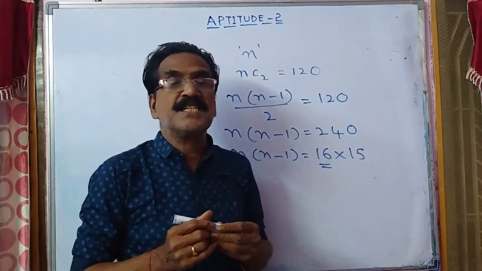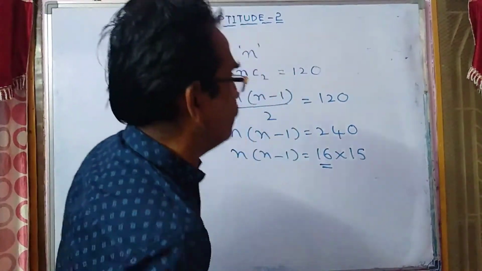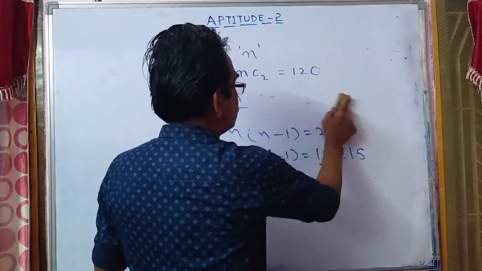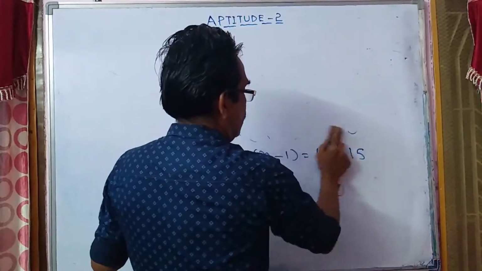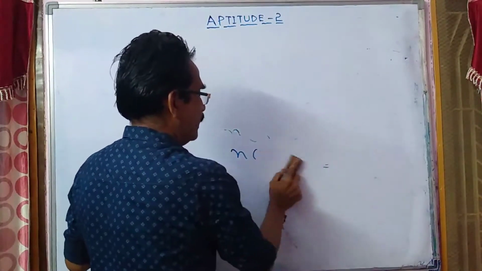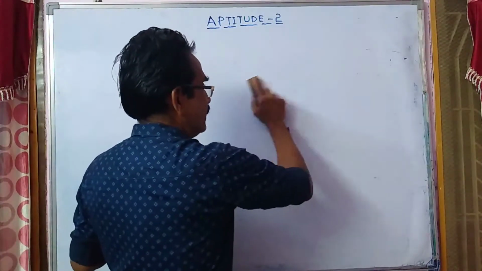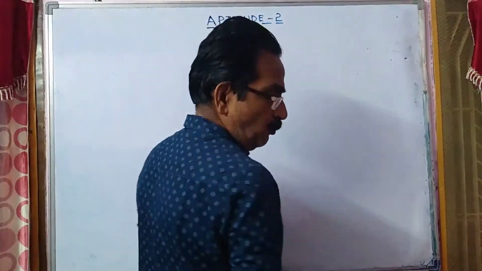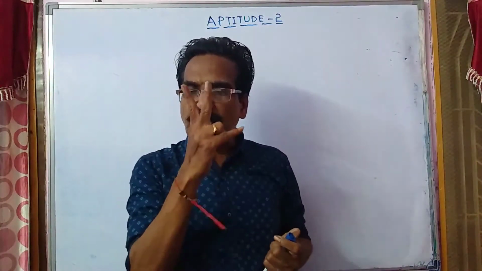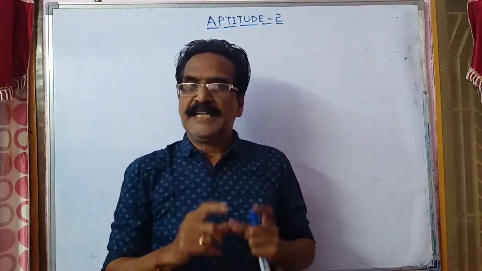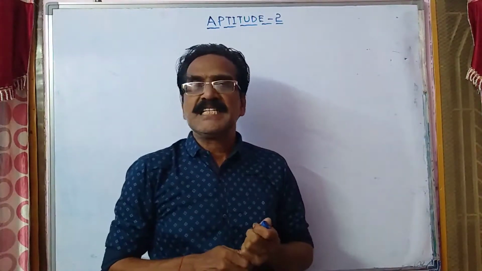16C2 is equal to 120, which is given. Okay friends, that is an important problem. Total number of teams n. For every match we require 2 teams, so we have to select 2 teams from n teams. That is nC2 ways, and nC2 is given, equal to 120.